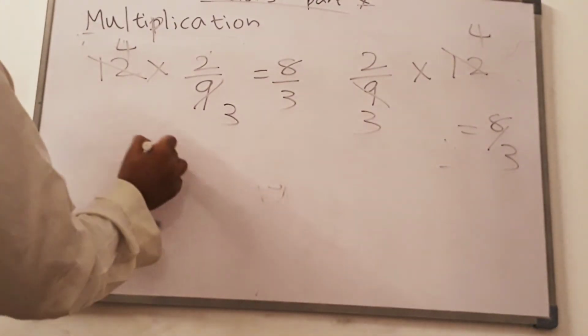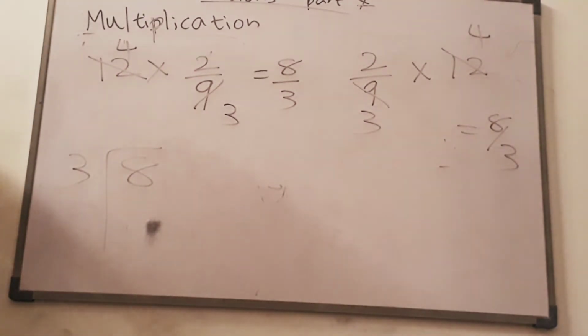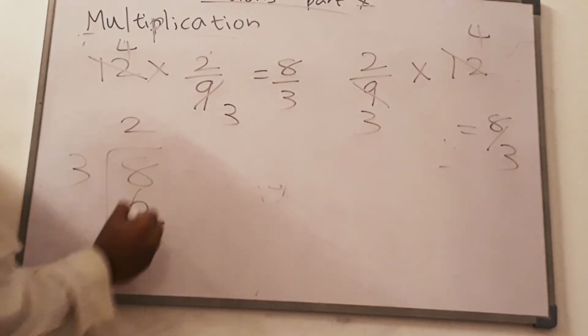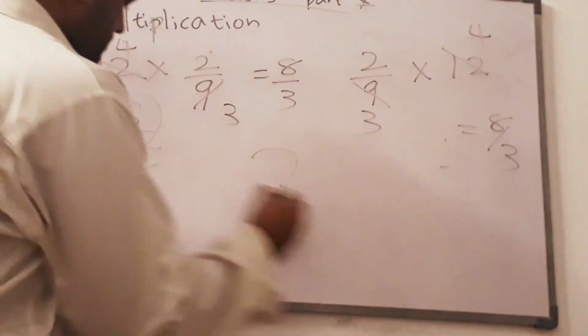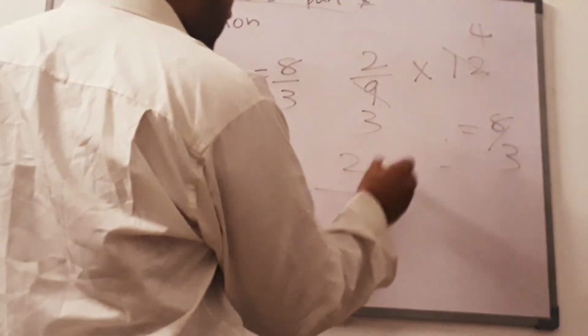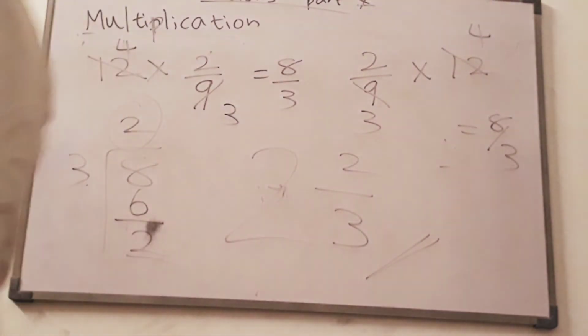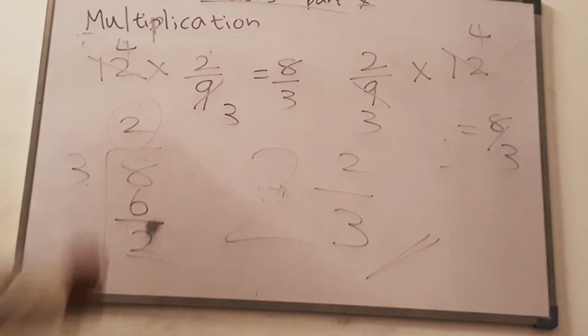Now we have to find the mixed number. 8 divided by 3 means 3 times 2, 6. The difference is 2. 2 acts like the whole number. Here 2 acts like the numerator. 3 acts like the denominator. So this is the answer. Okay. Last sum for the day.